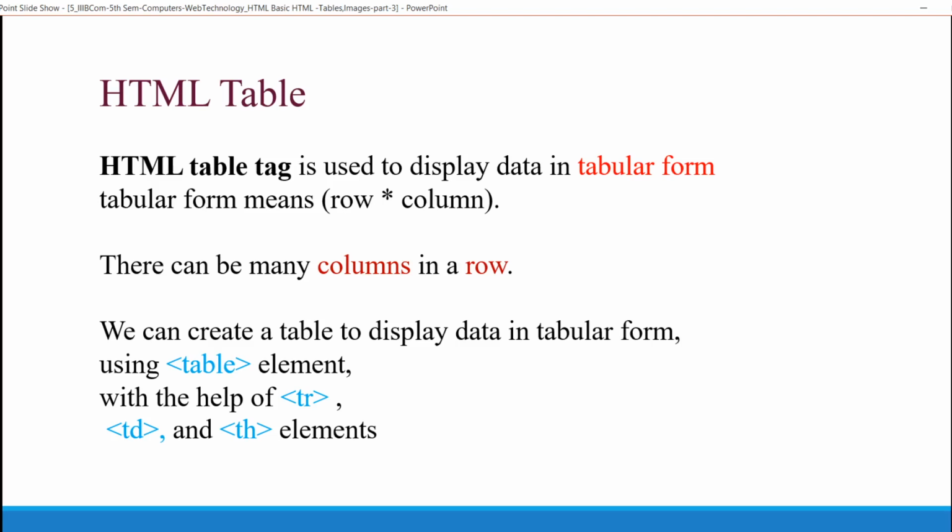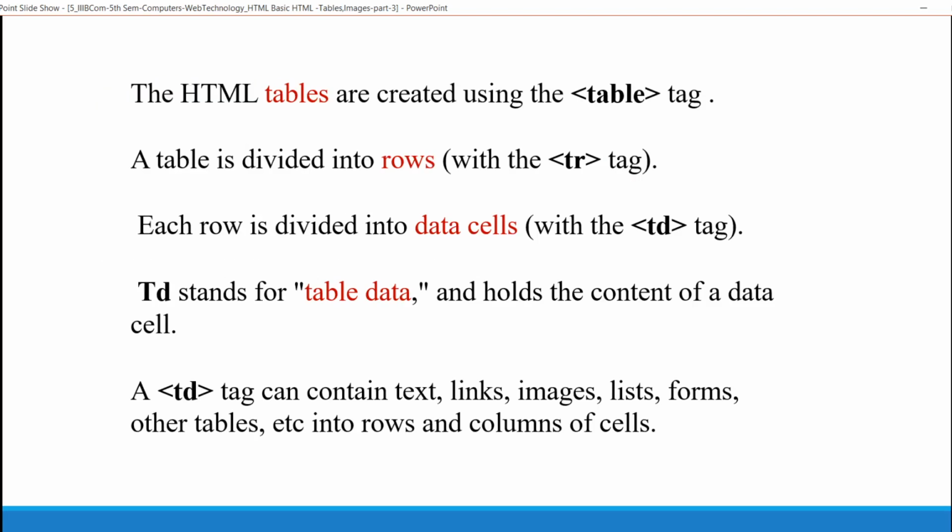With these tags, we can create a table to display the data in a tabular form using table tag, tr tag, td tag, and th tag. HTML tables are created using a table tag. A table is divided into rows and columns. A row is divided into data cells. For representing a table, we use a table tag.